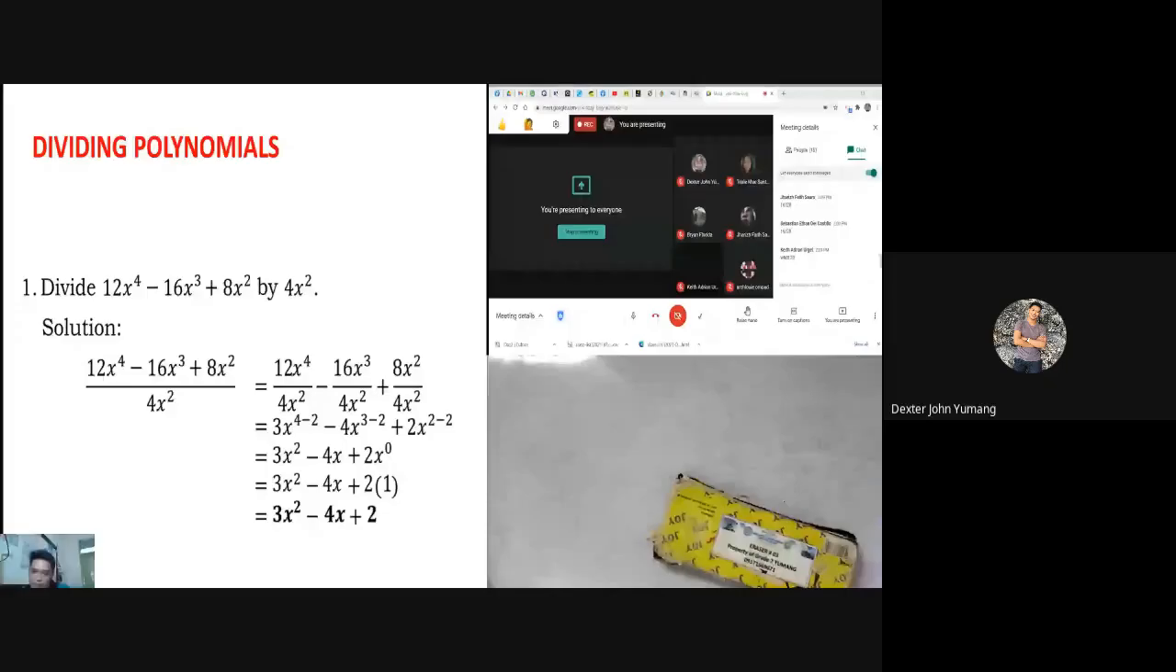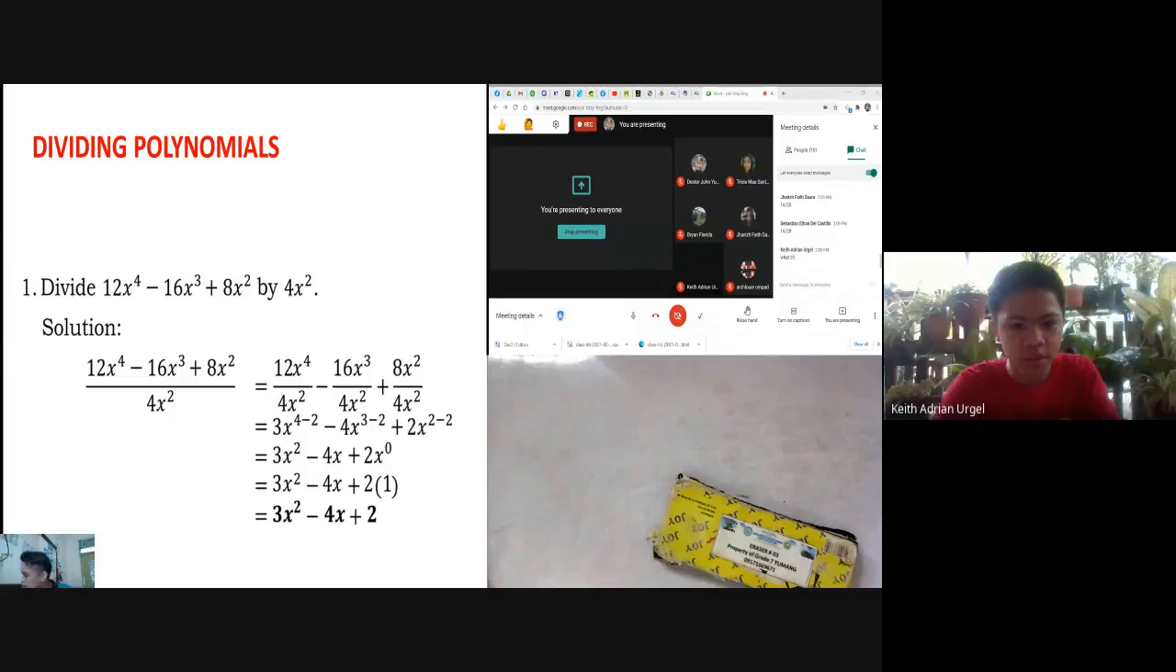Okay, we are going to divide now the following things. For example, we have 12x raised to the power of 4 minus 16x cubed plus 8x squared divided by 4x squared. Okay, class, can you hear me? I think there is a problem with the internet. Ang presentation ko, nakikita nyo, yung sinulat ko? Opo, sir. Okay. Sige po.